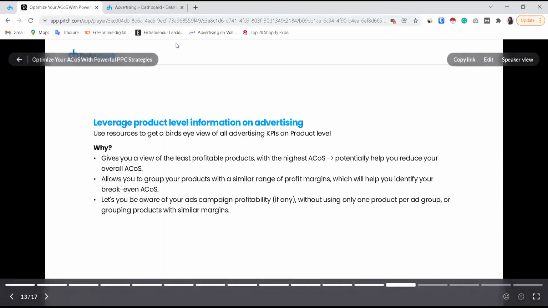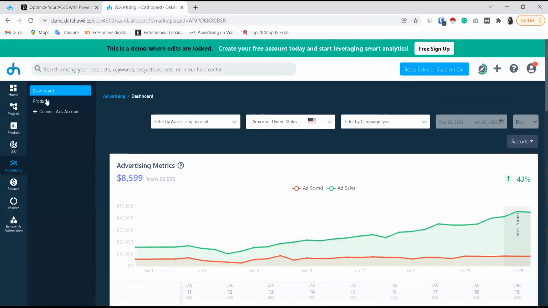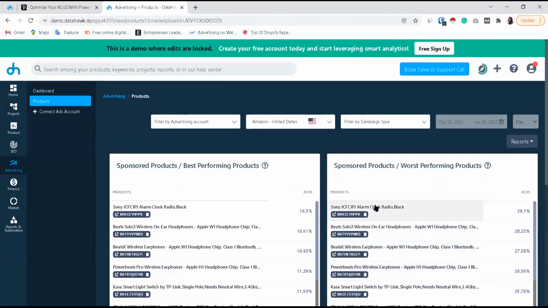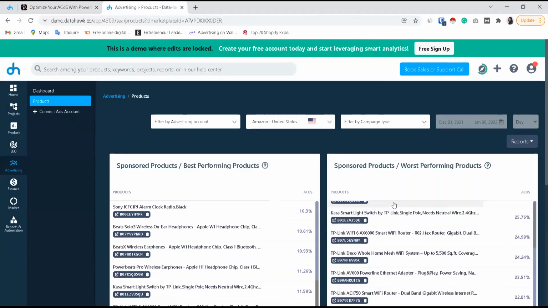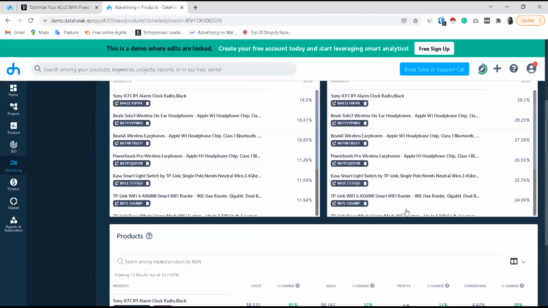So again, we go to our favorite tool. We saw all of this. Now we're talking about product level, right? So a tool like this, DataHawks, shows you a detailed view of all of your KPIs on a product level, and it's incredibly helpful, right?